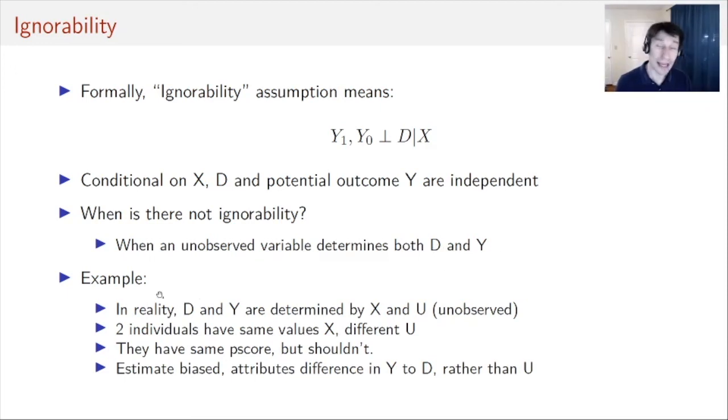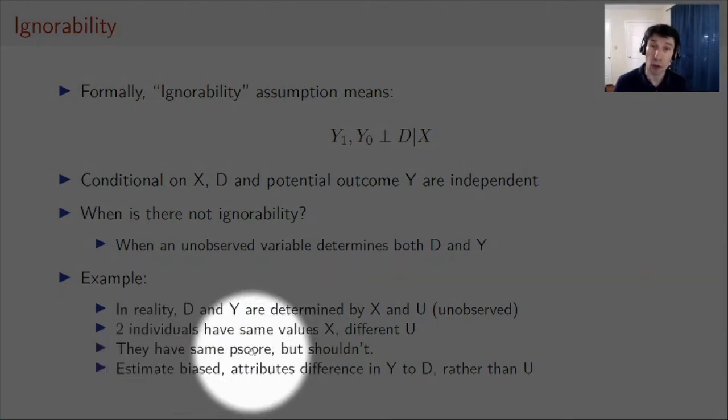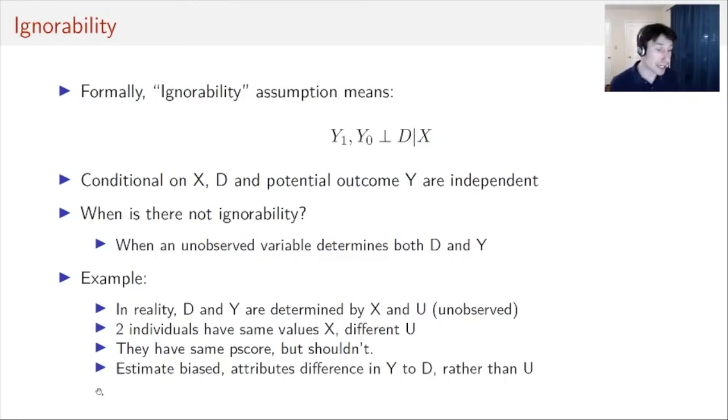Here's the intuition. Imagine that in reality, D and Y are determined by two things: the X's, which you know about and you're taking care of, and some U that is unobserved. Then you have two individuals that have the same X values, but they have different U. Because they have different U, their D and their Y would be different because U determines them, but you don't know that, it's unobserved. However, because they have the same X, you gave them the same p-score, although you shouldn't have. And so naturally, the estimate will be biased because you will attribute the difference in Y to D rather than to U. So this is very similar to the concept of unobserved confounders.